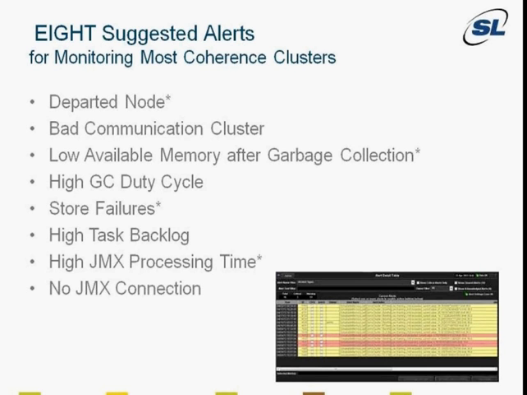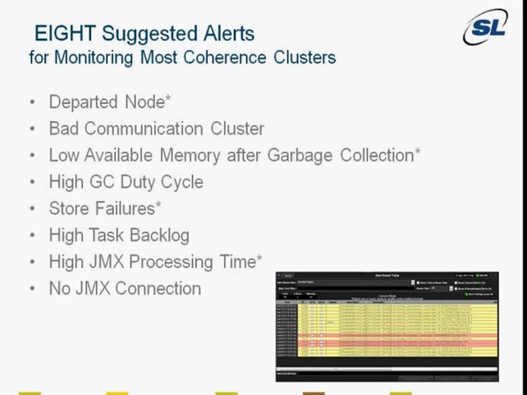We've had many customers ask for the low available memory after garbage collection. That is monitoring the potential rise in heap after garbage collection. We have introduced it in this release 6.0, and Everett will talk about that along with some companion garbage collection alerts like the next one, which is the high GC duty cycle alert. That is the percentage of time a node spends doing garbage collection, and as that rises, usually you want to know about it. So we suggest that alert for any coherence cluster.